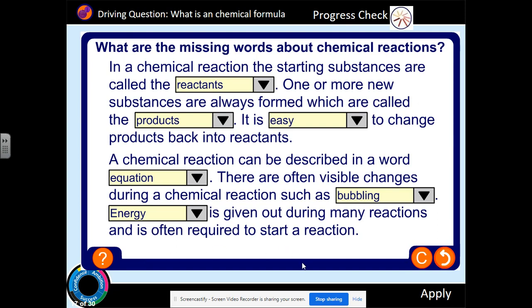Let's see if we got it correct. Oh, we got easy wrong. Always remember, with a chemical reaction sometimes it's not possible to reverse. All right. So what should this one have been? Difficult. Well done.